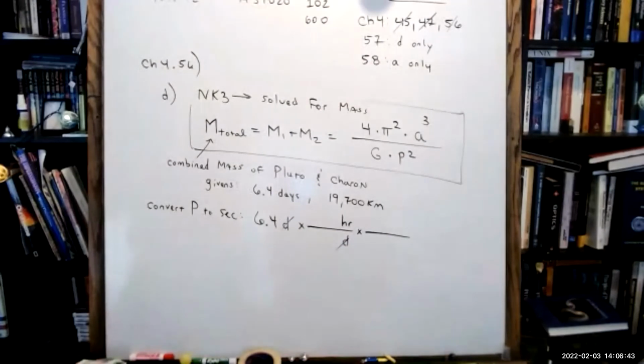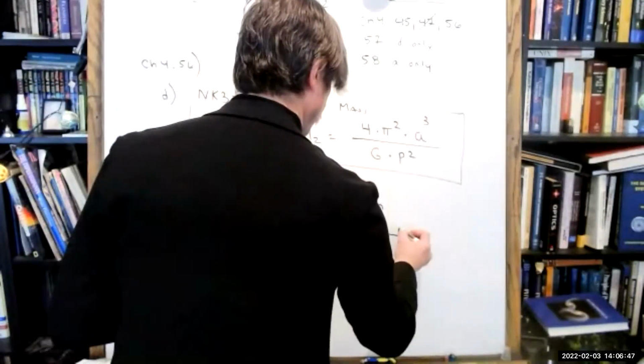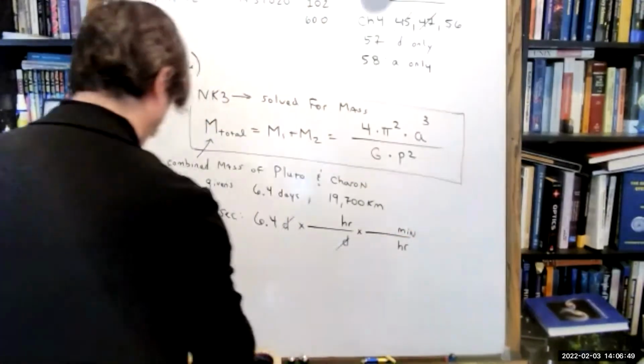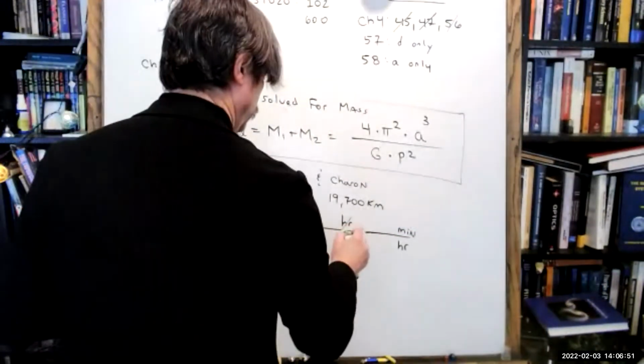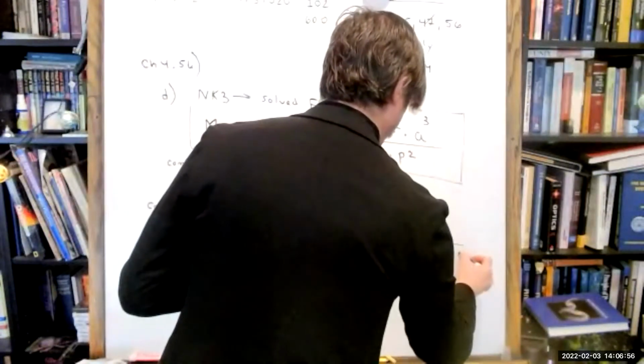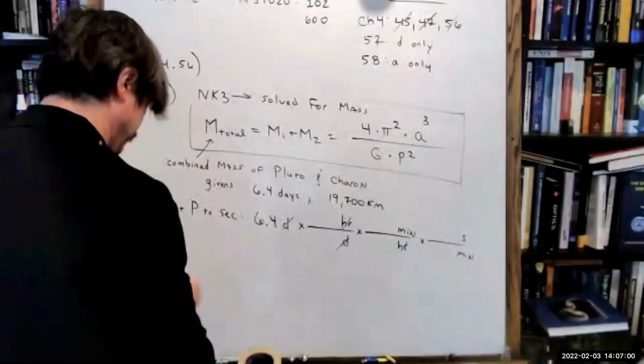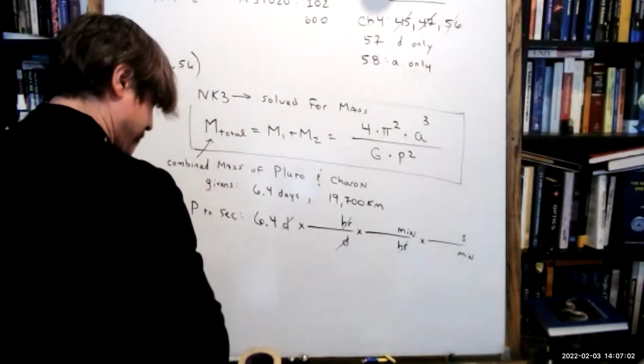We could convert hours to minutes. So you'd have hours on the bottom and minutes on the top. Yep. And then what? And then minutes to seconds, which would be minutes on the bottom and seconds on the top. Good. Notice that I like to get all my units in place before I mess with any numbers. That's a pro tip.